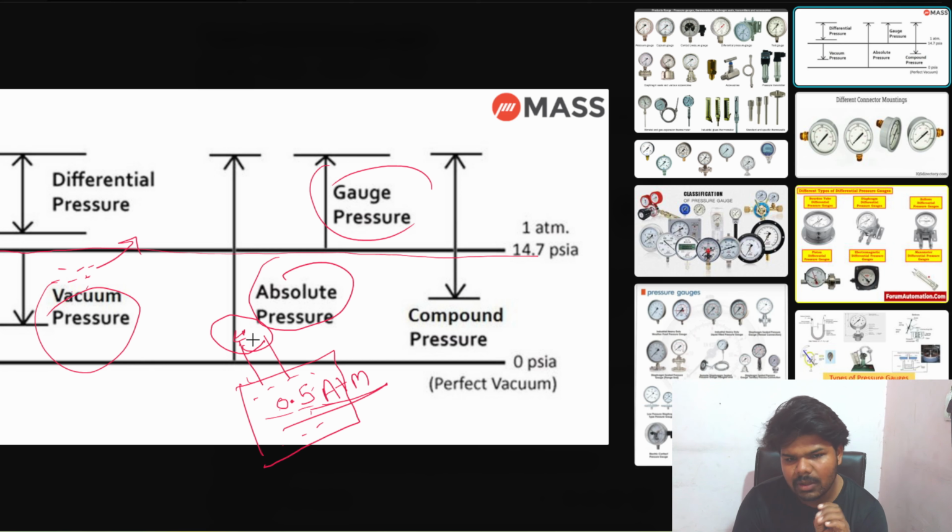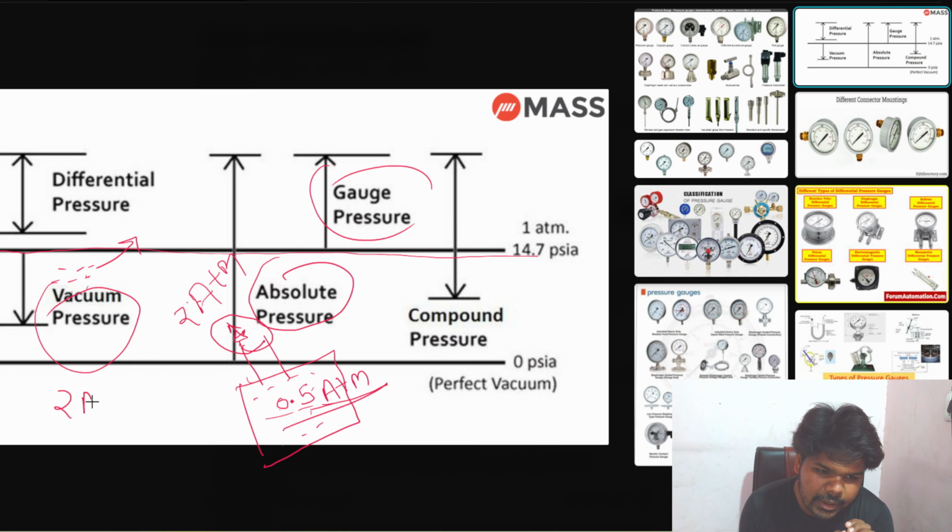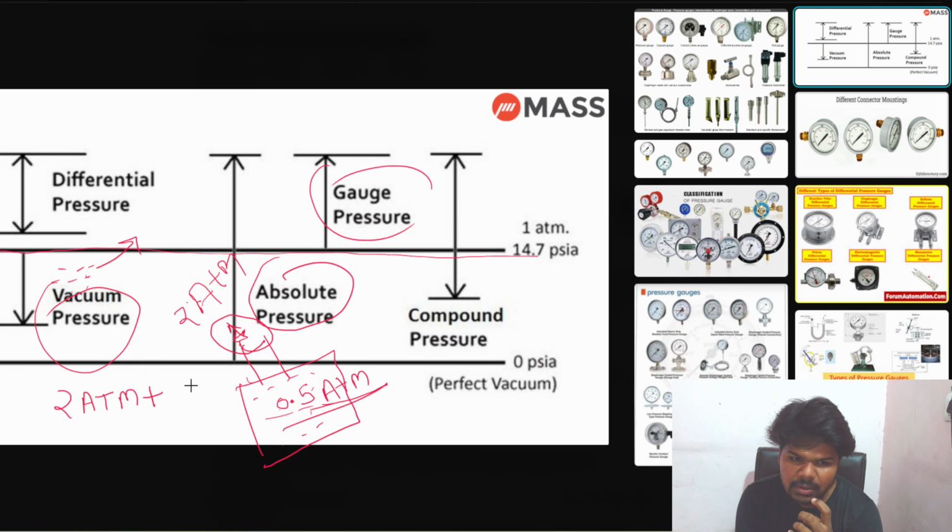Suppose here the pressure is 1 kg. The gauge pressure there will be, suppose they are showing 2 bar, 2 atm. So 2 atm plus 0.5 atm, so called 2.5 is compound pressure. That is the compound pressure.